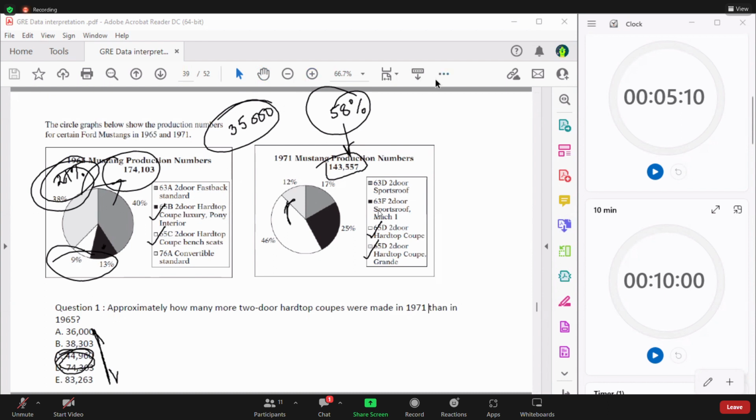So 21% of 174,000, which would be 21%. 1%.